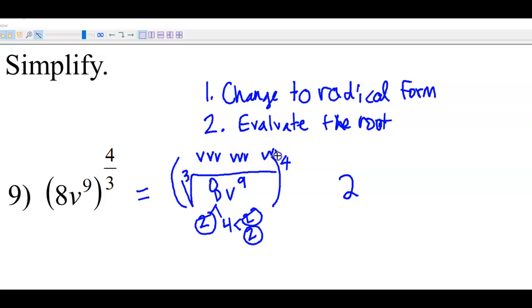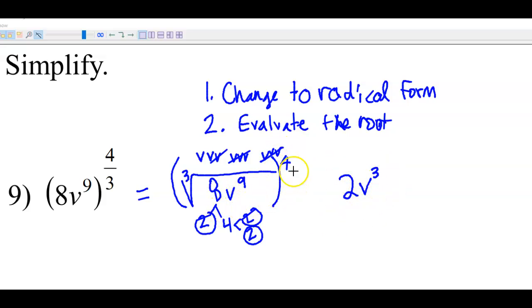So I have 3 groups of 3. So 1, 2, 3 V's can come out. V times V times V is V to the 3rd. Now, notice that everything came out here, and there's nothing left inside the radical. So the radical part just goes away, and I have 2V to the 3rd outside.